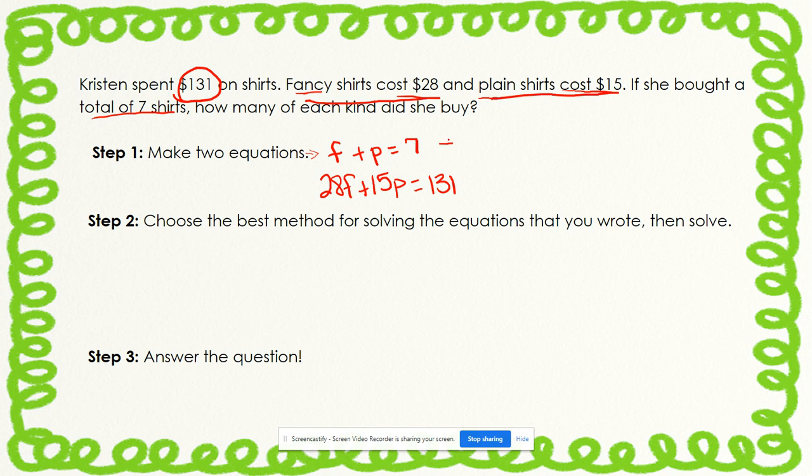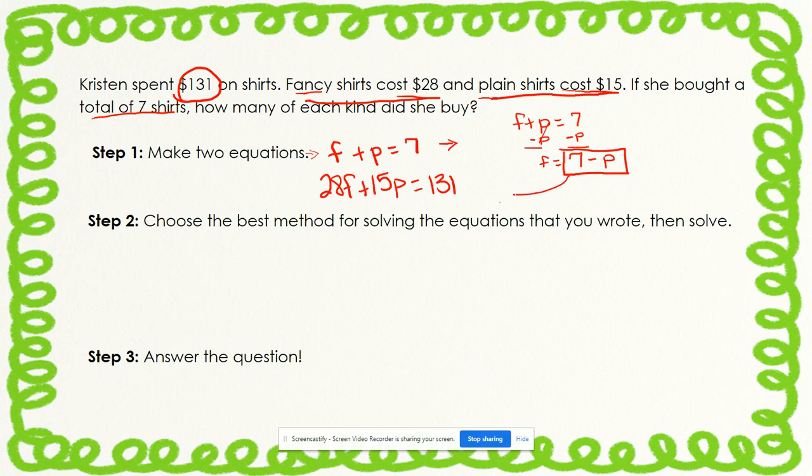So to change this so that I can use substitution, I'm going to get f by itself. My equation was f plus p equals 7. Well, I want to get f by itself, or I could get p by itself. It doesn't matter. But if I get f by itself, I'm going to subtract p from both sides. So these would cancel and leave me with f equals, and I can write 7 minus p, or negative p plus 7. So I changed my first equation so that f was by itself. I know that f is equal to 7 minus p.